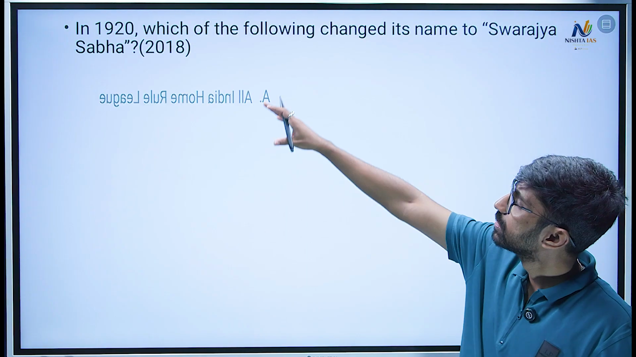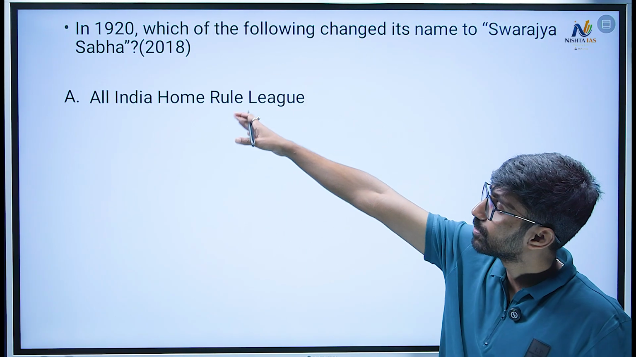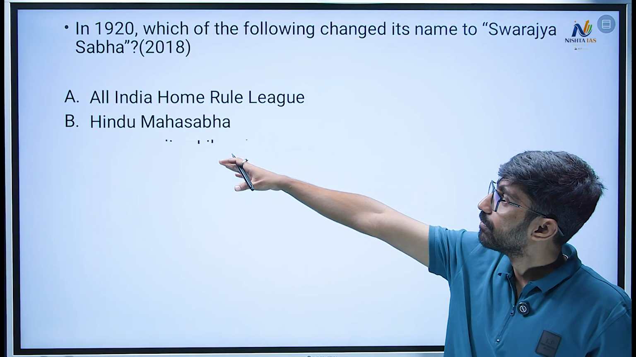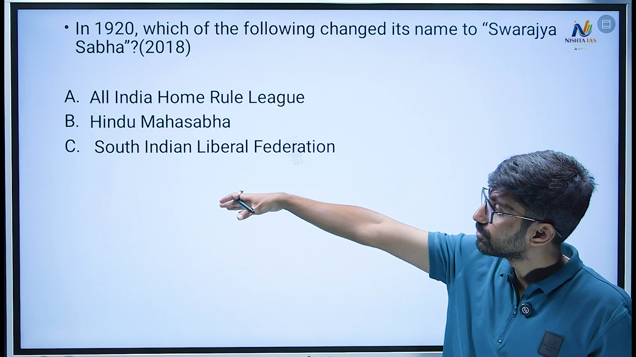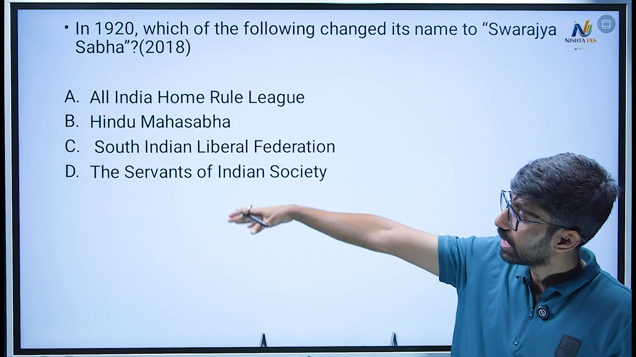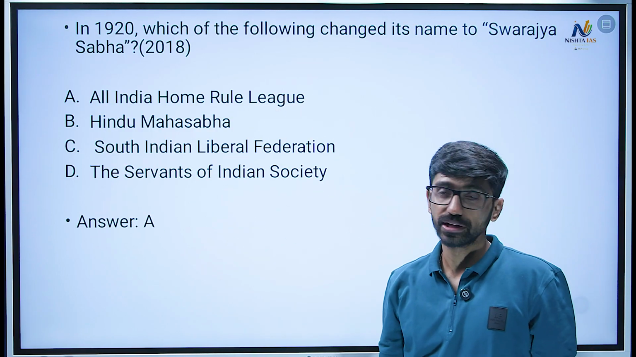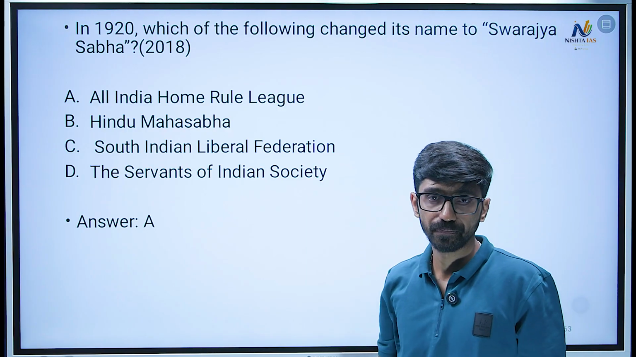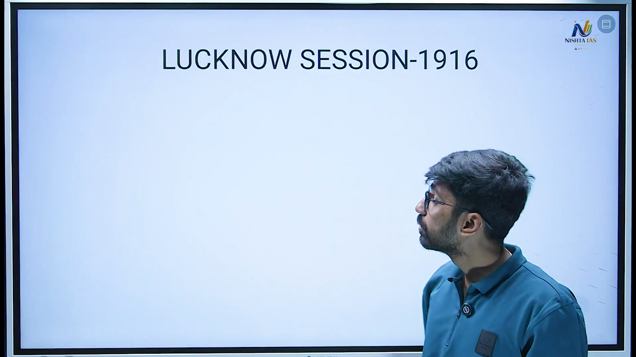Now this question was asked in 2018: which of the following changed its name to Swarajya Sabha? All India Home Rule League, Hindu Mahasabha, South Indian Liberal Federation, or Servants of India Society. And we know the answer is All India Home Rule League. This was asked in 2018. So this is about the Home Rule League movement.